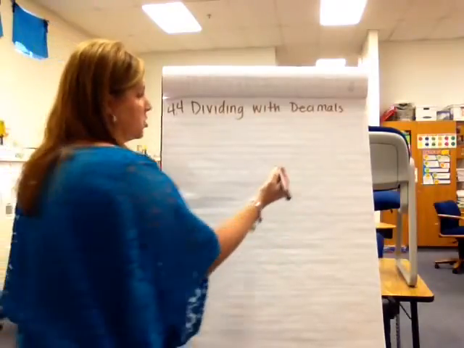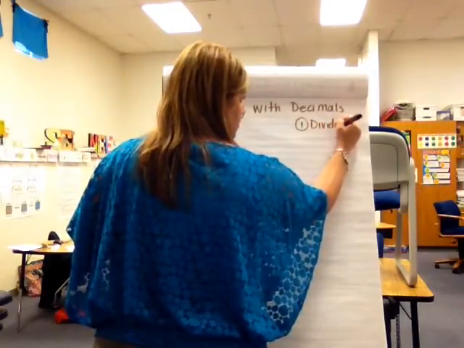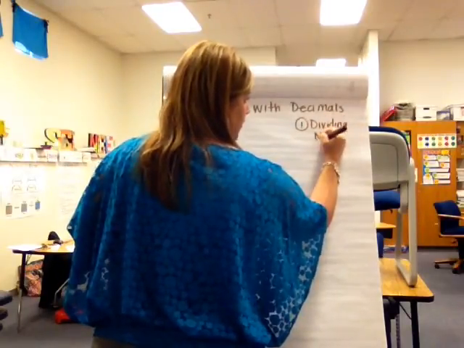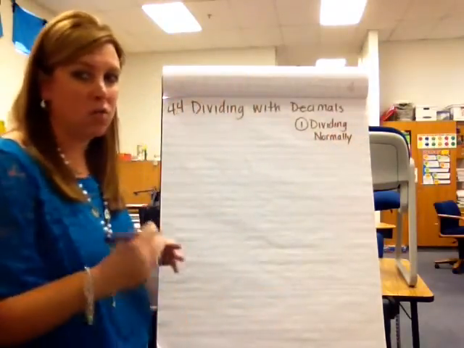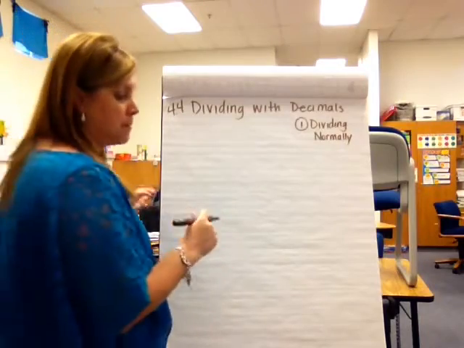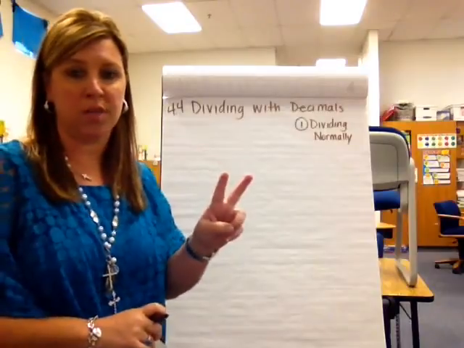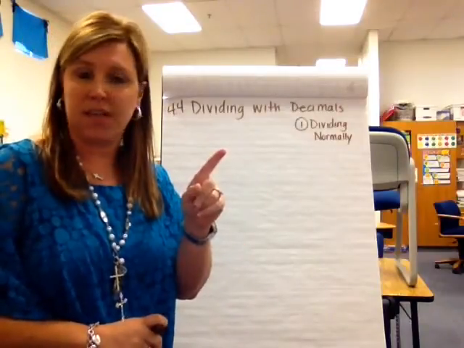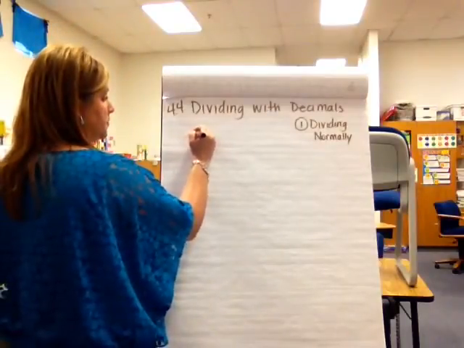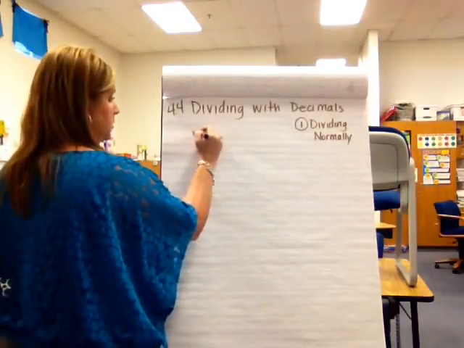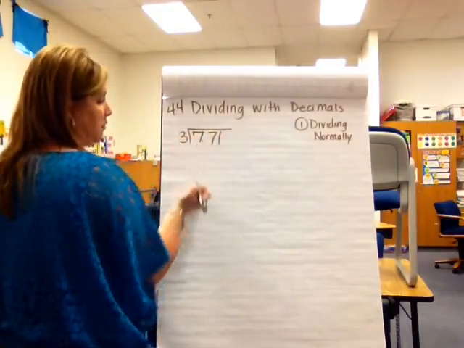So a couple things I want you to remember: you're going to be dividing normally. Nothing crazy, nothing different. For example, and this is by a 1-digit divisor today. Tomorrow we're going to be doing a 2-digit divisor, but today's just 1. So that's why we're going to baby step it in there. So for example, if I had 7 and 71/100 divided by 3.